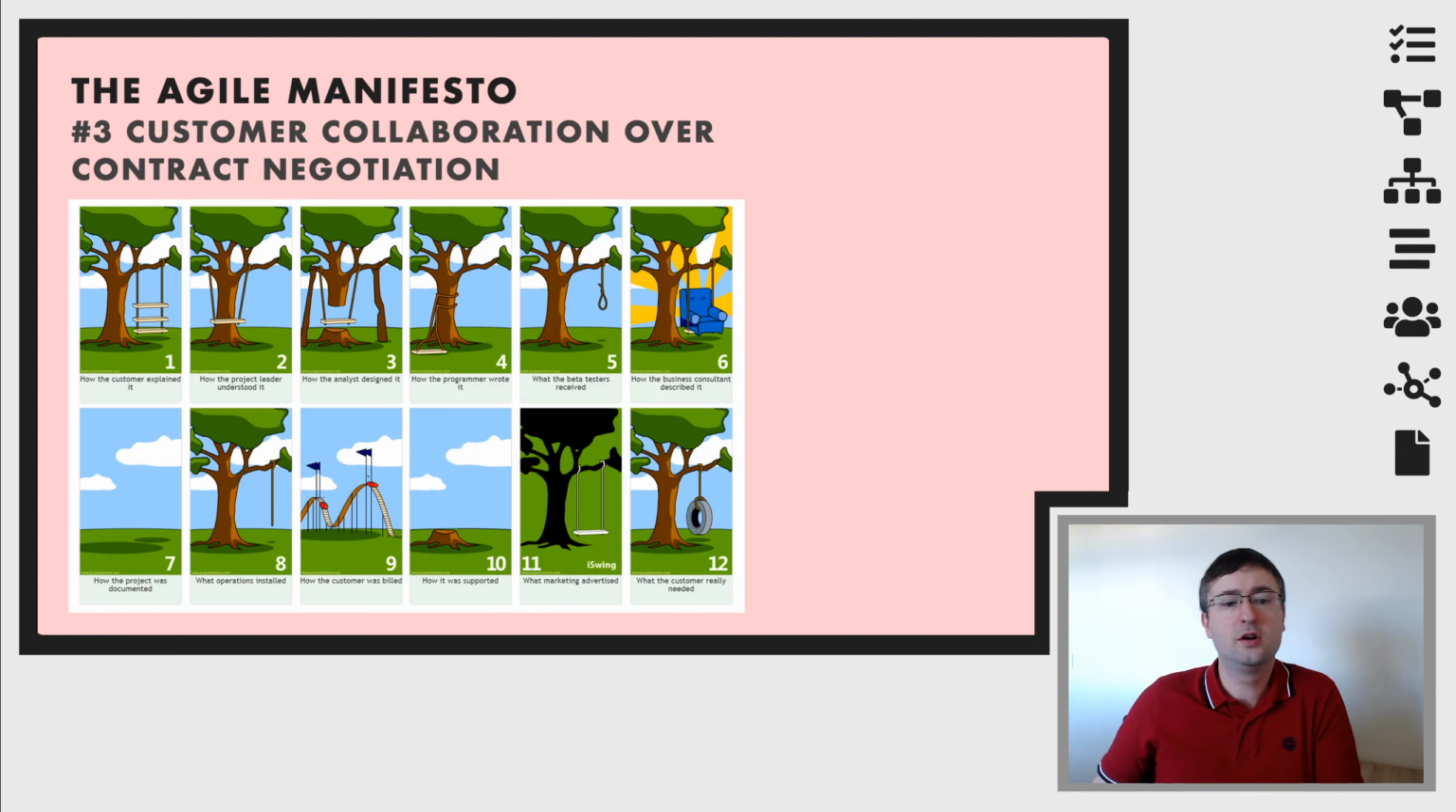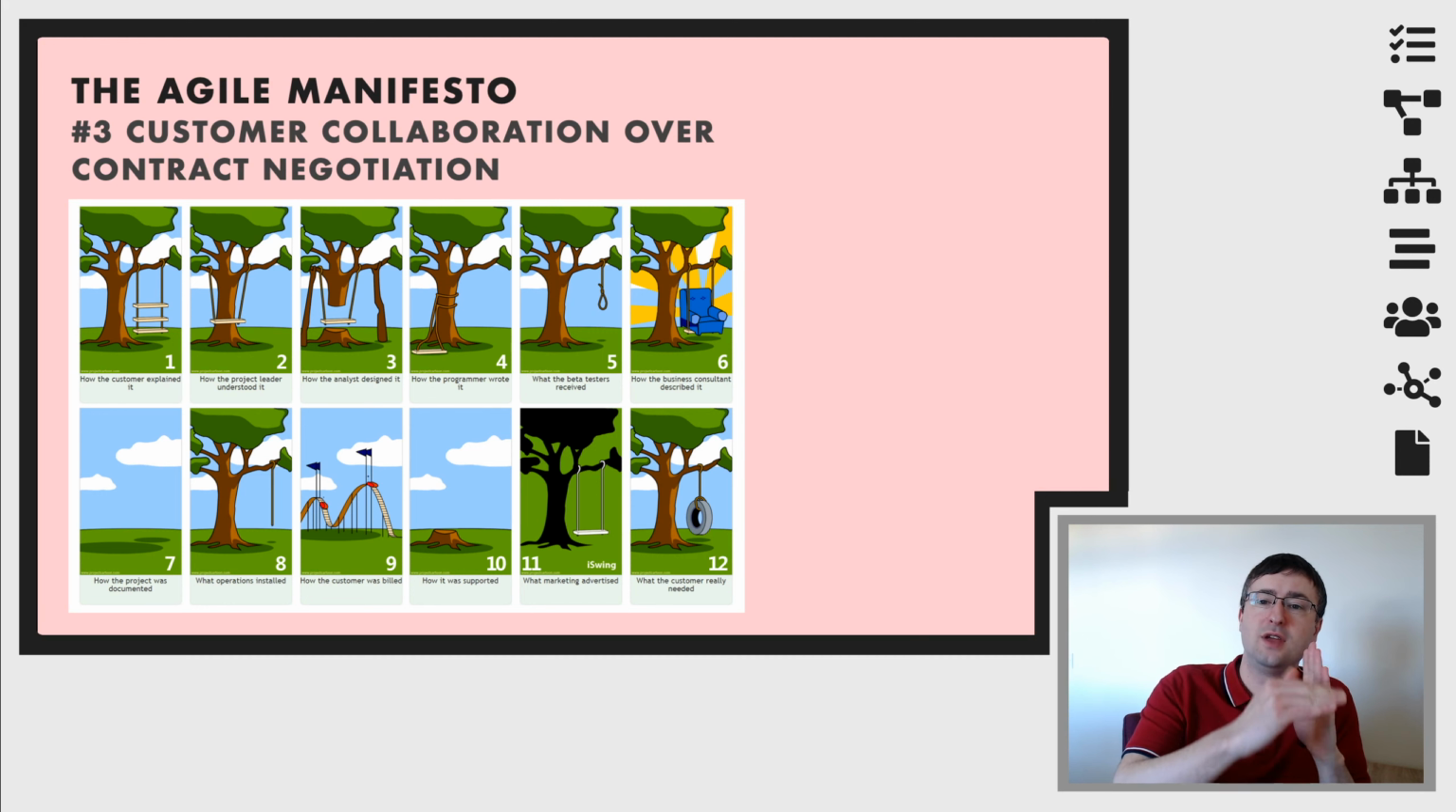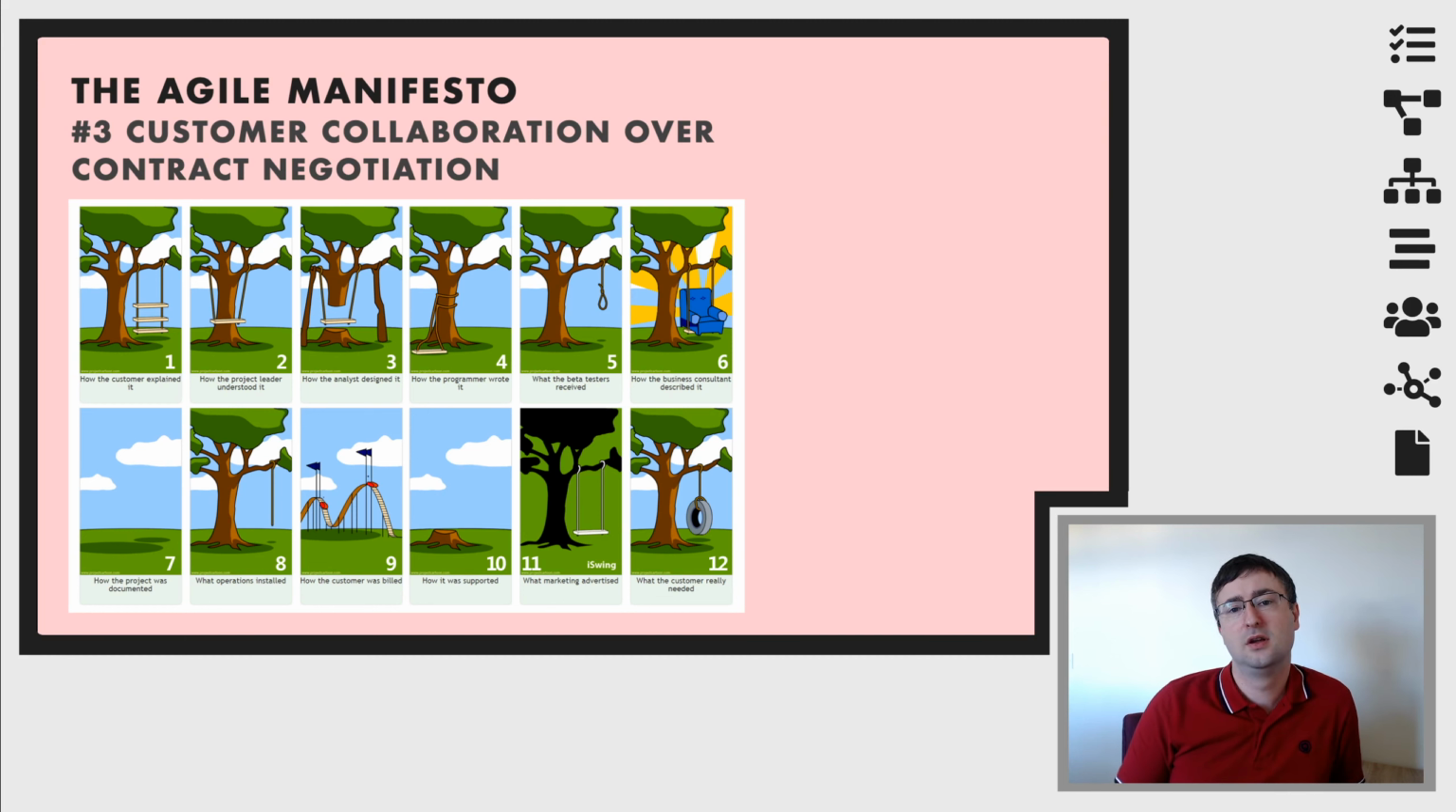Moving on, the third one was really looking at customer collaboration over contract negotiation. In this one, what we're really trying to push is that you're working with the customer, okay? It's very, very easy inside of a situation to get bogged down by a contract, to say, well, you've told me I need to do X, Y, and Z, therefore these are the only things that I'm going to be doing. Instead of that, inside of Agile, what we're really trying to do is focus on collaboration with the customer.